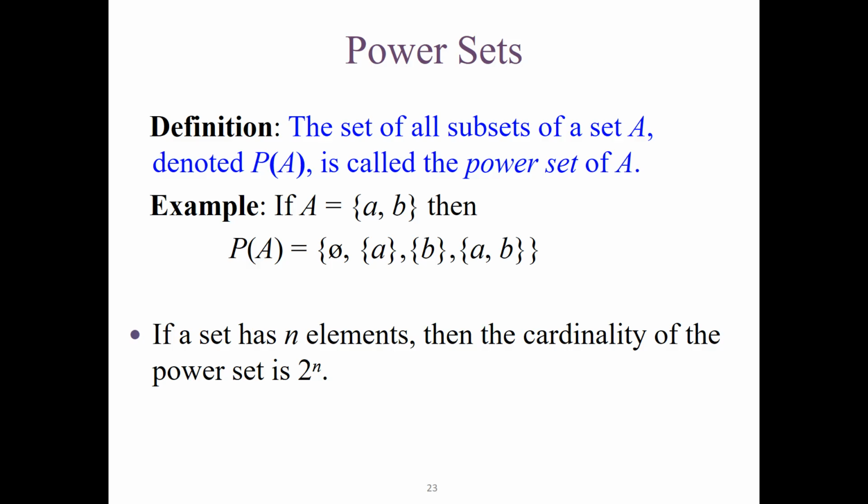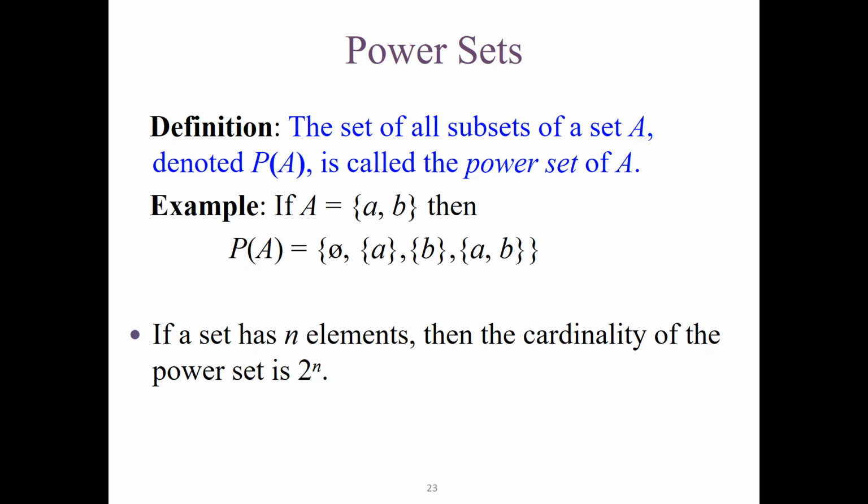Because you can see for these 4 subsets in the power set of A, for each element you can either choose or not choose the element into the subset. So once we don't choose A and don't choose B, it will be the empty set. Once we choose A and not B, it will be the subset A.